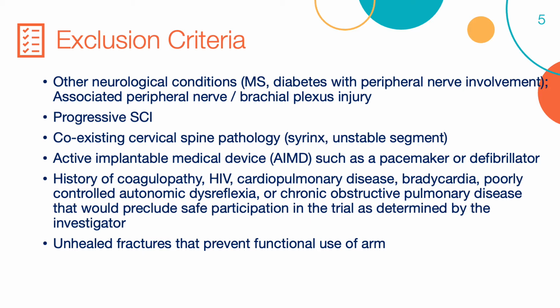Not everyone with a cervical spinal cord injury is a candidate for the NNP. There are a number of conditions that exclude persons with SCI from participation in the GRAND trial, such as other neurological conditions, injuries or conditions that compromise the peripheral nerve, progressive spinal cord injury, coexisting spinal pathology, such as a syrinx or unstable spinal segment, other active implantable medical devices, history of cardiopulmonary disease, poorly controlled autonomic dysreflexia, or unhealed fractures that interfere with use of the arm and hand.